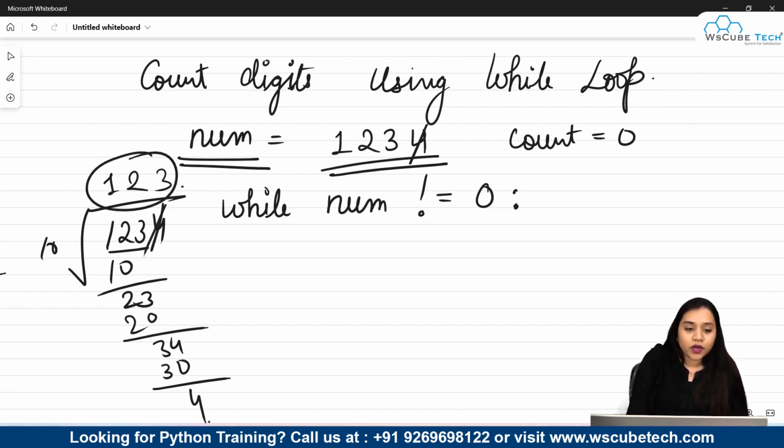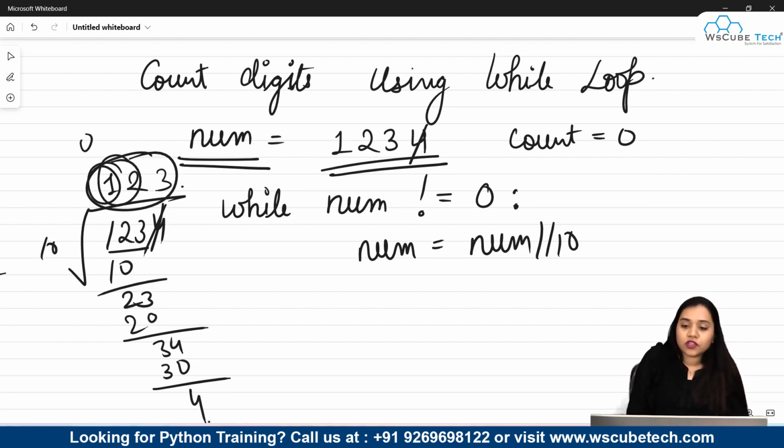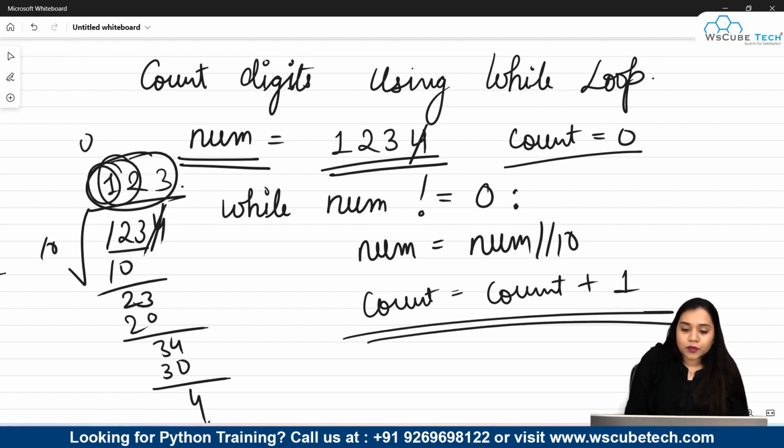Again, if I divide 123 by 10, I will get the output 12. And again, when I divide 12 by 10, I'll get the output 1. And again, when I divide, I'll get the output 0. So what would happen over here is we will be writing number is equal to number floor division 10, and every time after one digit is removed, the count will increase by 1. So count is equal to count plus 1. And lastly, we will print this count once our number is equal to 0, because at the end it will become 0, and as soon as it becomes 0, the loop will stop. We will come out of the loop and print the count.